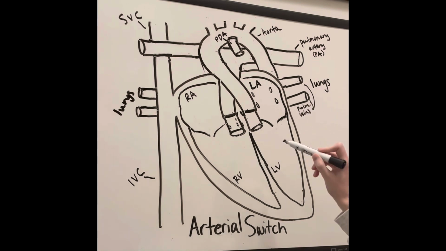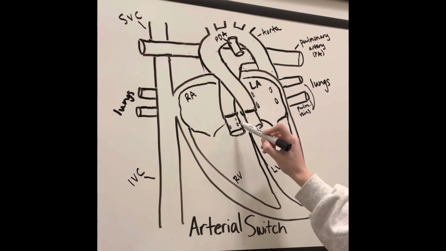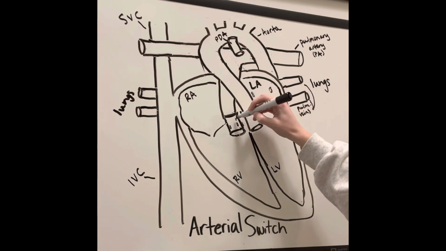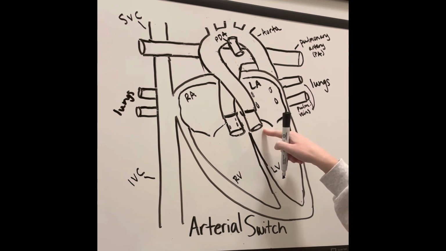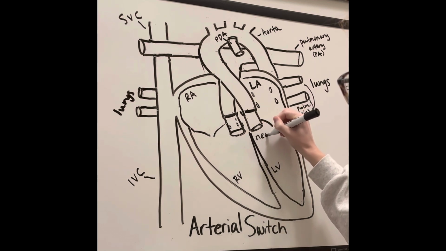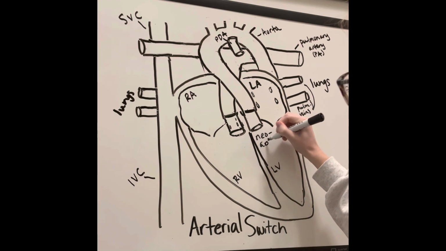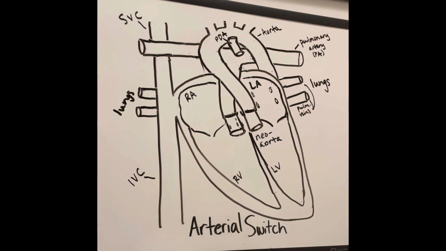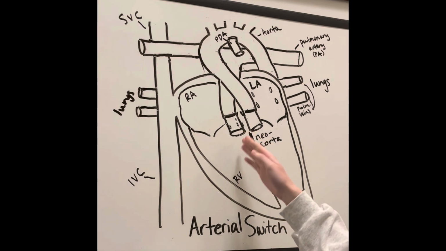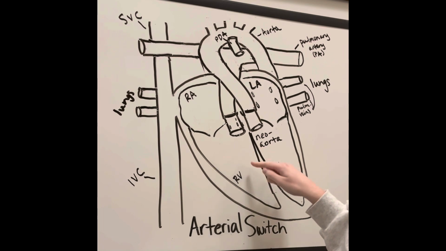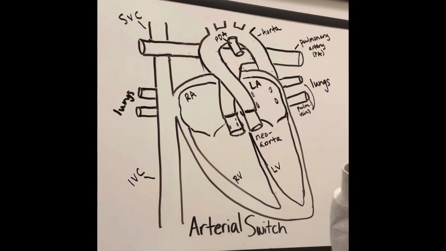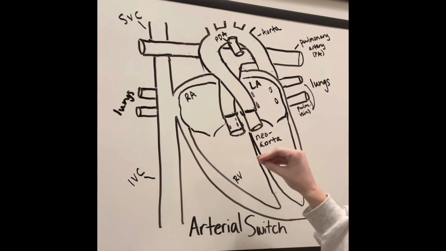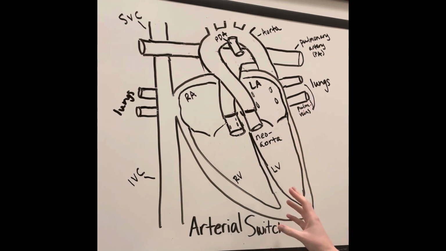The other complication is with the coronaries. So remember, the coronaries are attached to the aortic root. But after we have switched, this is now her neo-aorta, or new aorta. So if we leave the coronaries on this side of the heart, only blue blood, or the blood without oxygen, is going to be given to the heart. And we need fully oxygenated blood to be given back to the heart muscles.